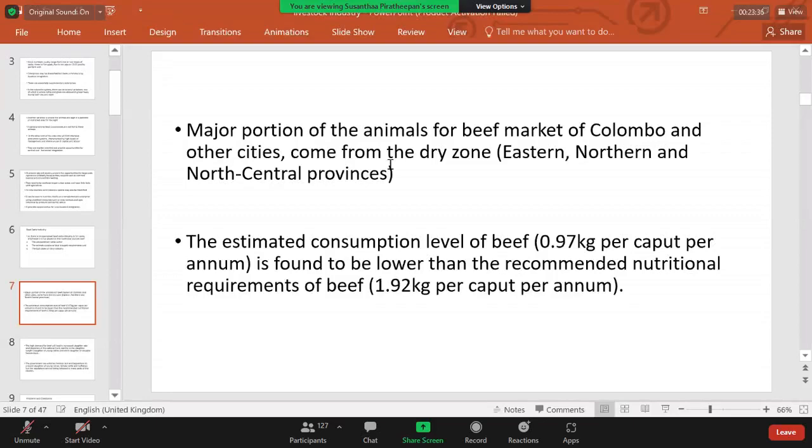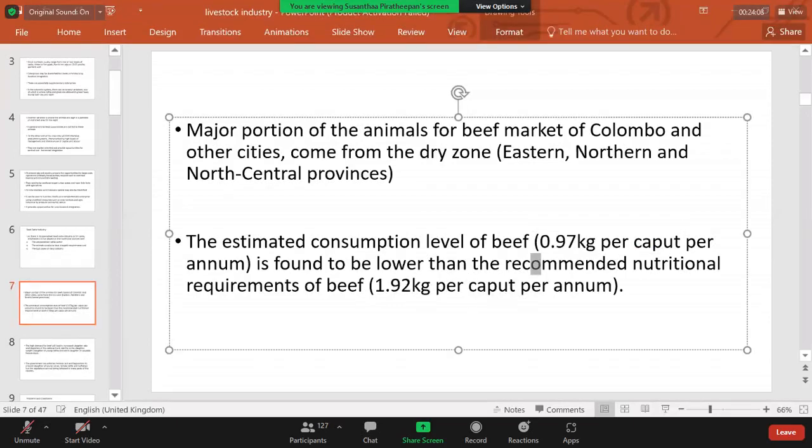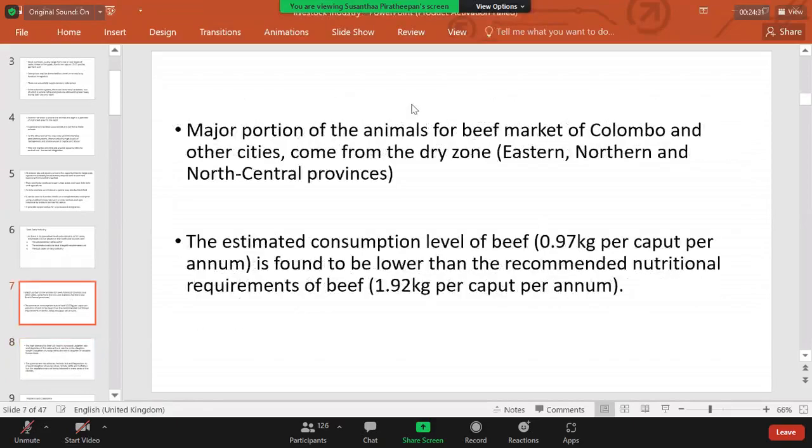Okay. The estimated consumption level of beef, 0.97 kilogram per capita per annum, per head per annum, is found to be lower than the recommended nutrition requirement of beef. So you know, the FAO and the WHO recommend a certain amount of animal food. Usually if you take poultry, there is a number value per capita, per head, how much you can eat per year. That depends on the place. This varies, but the WHO recommended around 1.92 as the nutritional level for beef consumption, but in our country it is very low, 0.97. There are people not consuming beef.